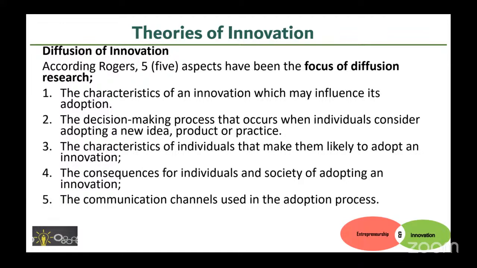The third is the characteristics of the individuals that make them likely to adopt an innovation. The fourth is the consequences for individuals and society of adopting an innovation. And then the fifth is the communication channels used in the adoption process. These are the 5 aspects that have to do with the focus of diffusion research.